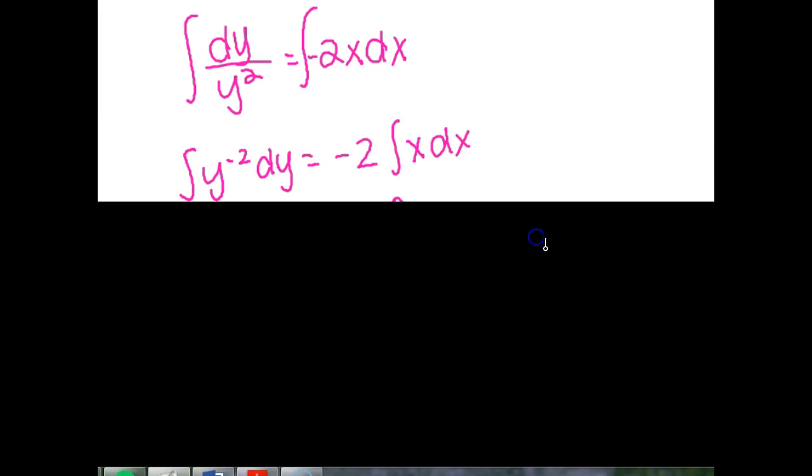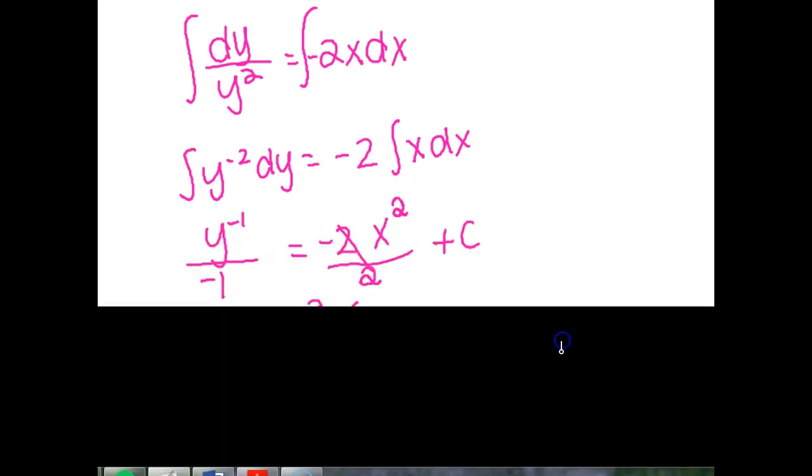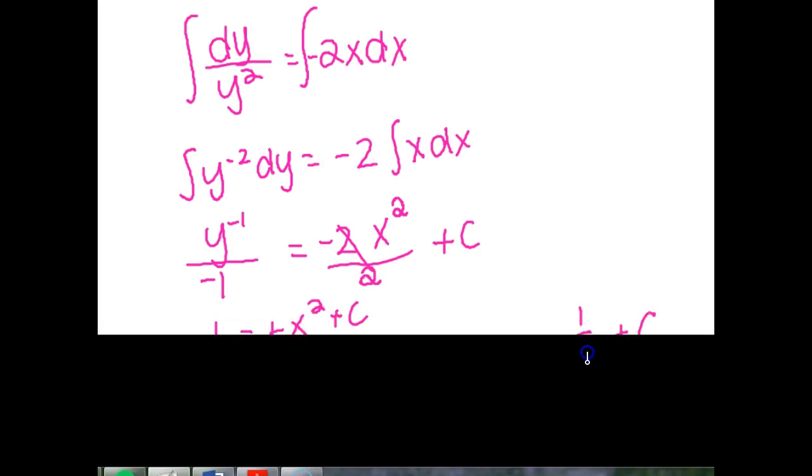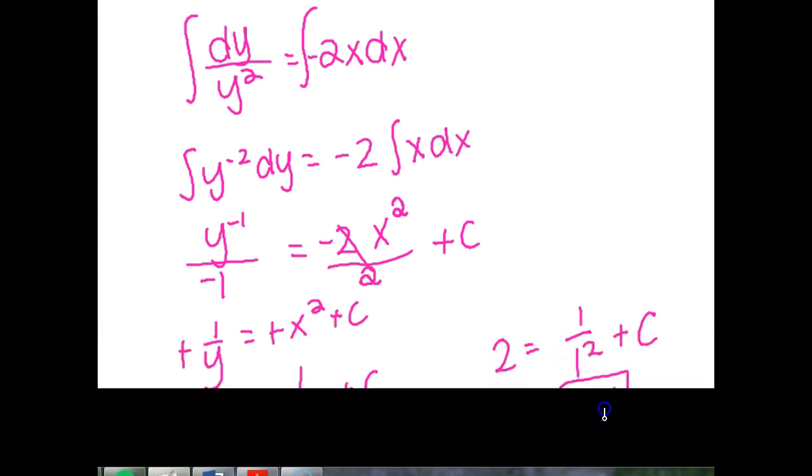Anything over a variable, you bring that up as negative 2. The rule for antiderivative says you add back and then divide by your new exponent. So it'd be y to the negative 1 over negative 1, and then you get negative 2 over 2x squared. Now this is a plus c problem because they were indefinite bounds, so we have to add our plus c, and then this is where we're going to use that initial condition to plug in. So you get a positive 1 over y equals x squared plus c.